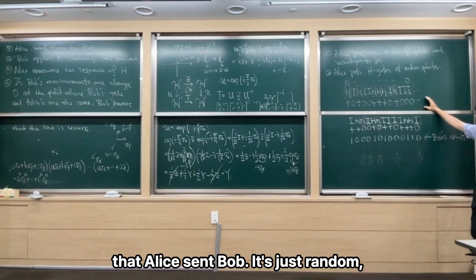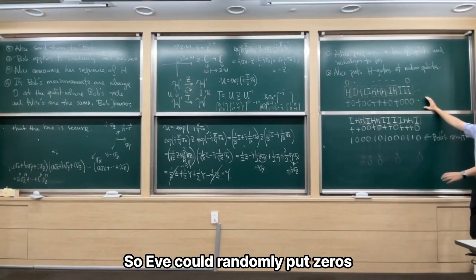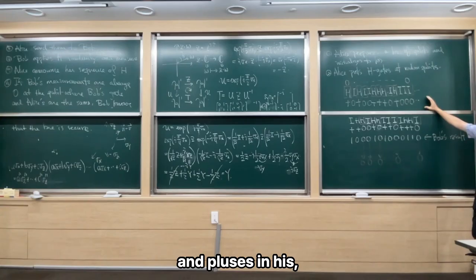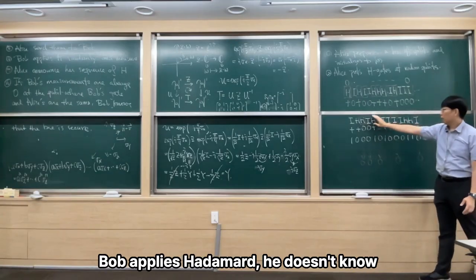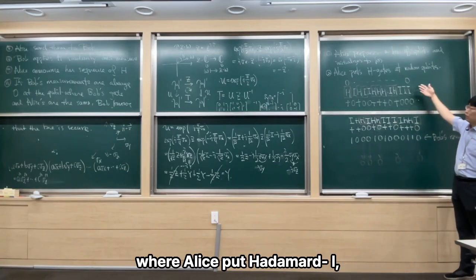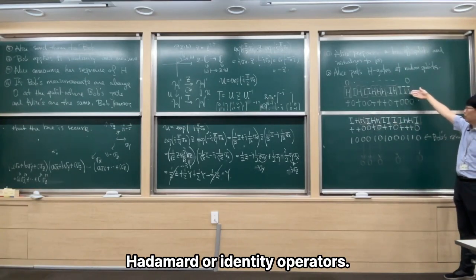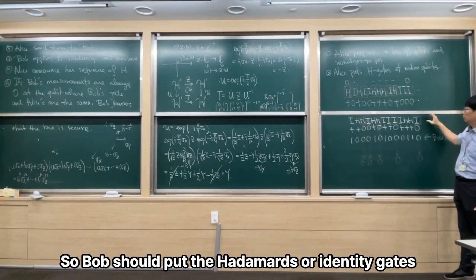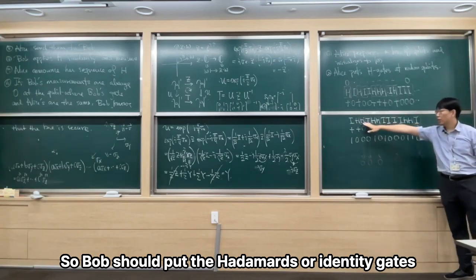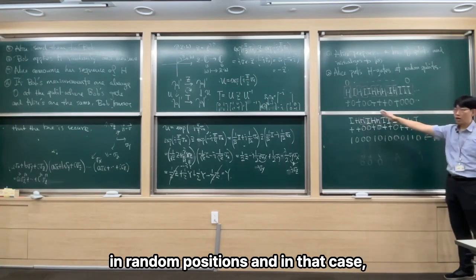It's just random, another message. So Eve could randomly put zeros and pluses in her fake message to Bob. But in that case, when Bob applies Hadamard, he doesn't know where Alice put Hadamard or identity operators. Even Eve doesn't know. No one knows. Only Alice knows.